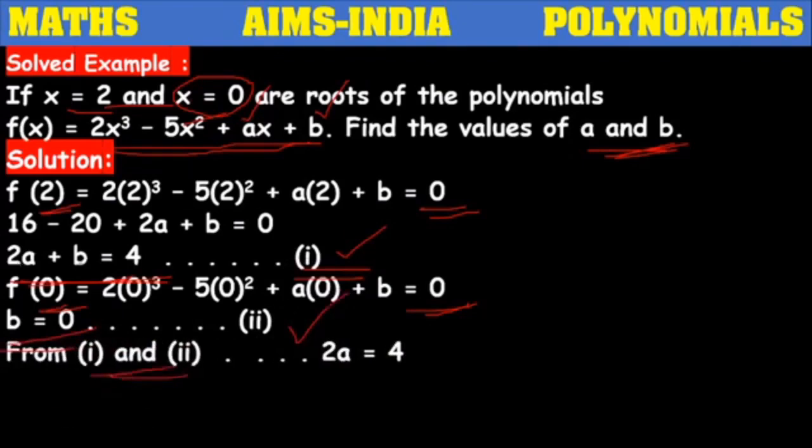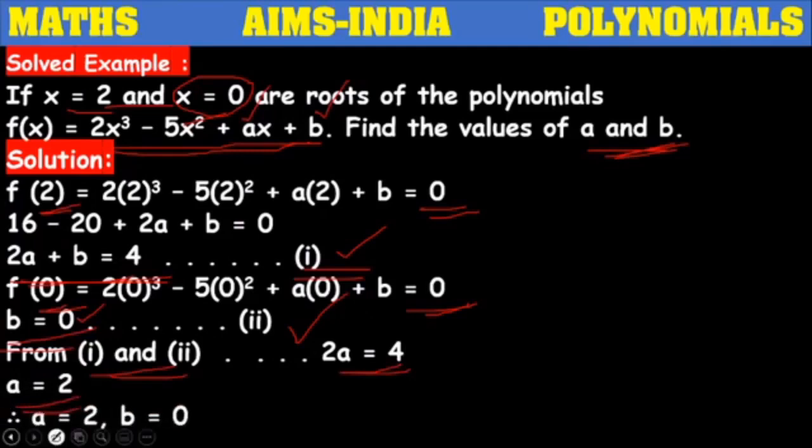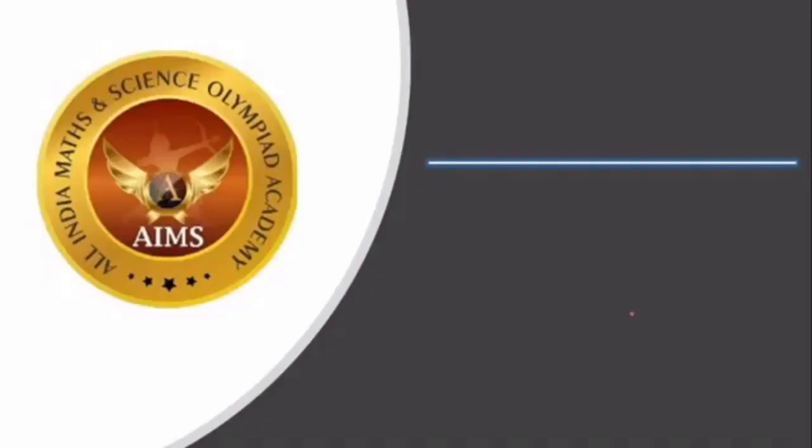In 2a plus b equal to 4, in the place of b, I can keep 0. Then 2a plus 0 equal to 4, which means 2a equal to 4, so a equal to 2. So finally we got a equal to 2 and b equal to 0. Like that, if they give two roots and two unknown variables, then also with the help of the given roots, we can find the two unknown values. So let's continue the topic in the next video.